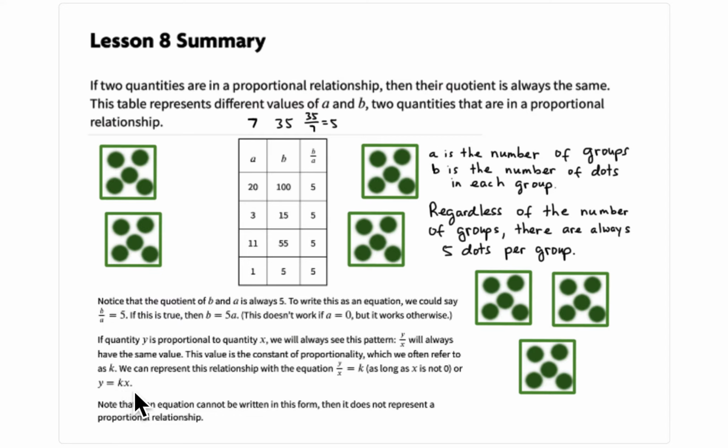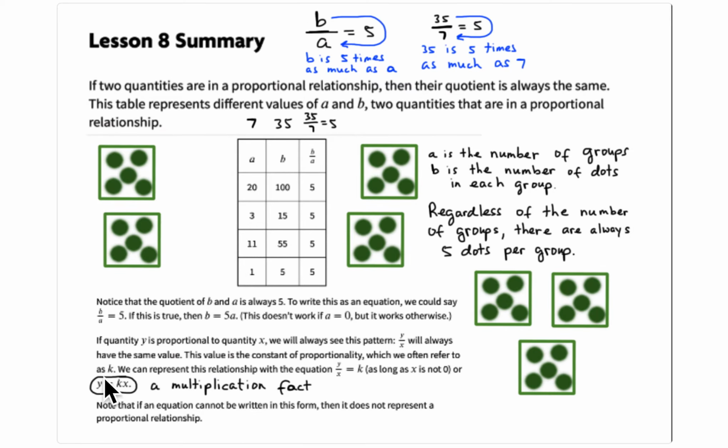x is, I think I may have said it wrong, x is the number of groups. And 35 is the total number of dots. So k is 5, x is 7 groups, 5 times 7 is 35 total dots. And so think of this as a multiplication fact. So I use the multiplication fact up here of 5 times 7 equals 35.